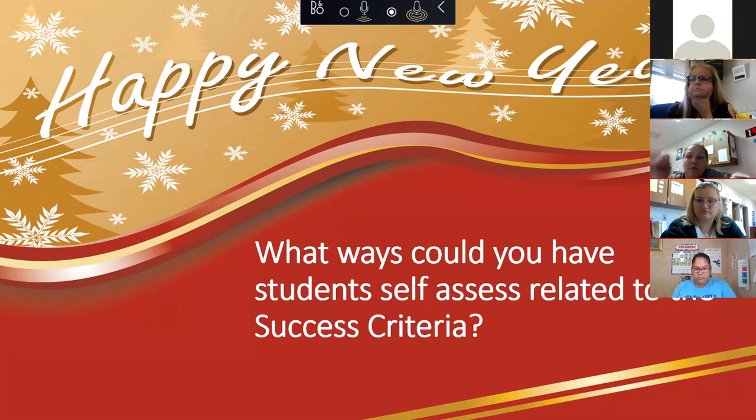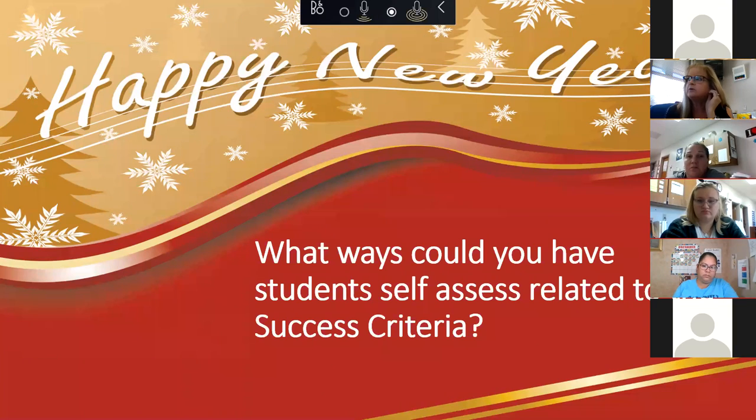Either a summary or a graphic organizer. Okay, graphic organizer. And what was the first thing you said? A summary. Okay. And we don't use summaries enough. I think we should use summaries a lot more than we do, especially in science and math. We need to use summaries a lot more. So I think that's a great idea.